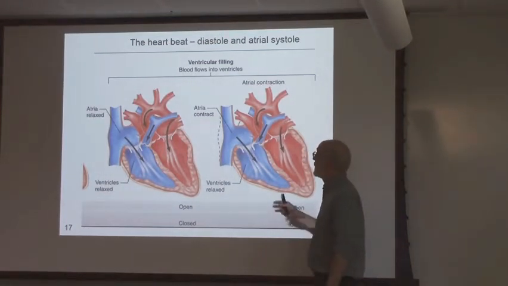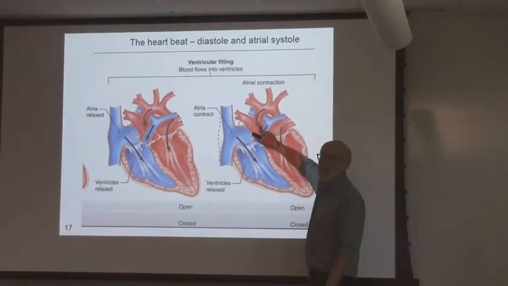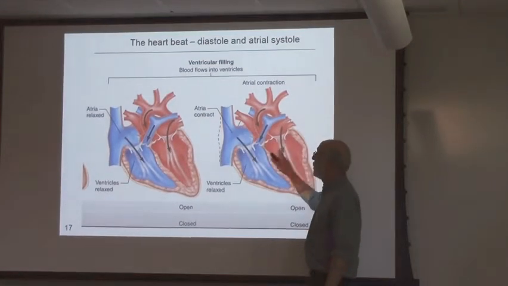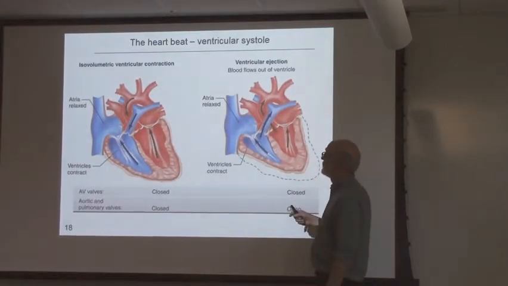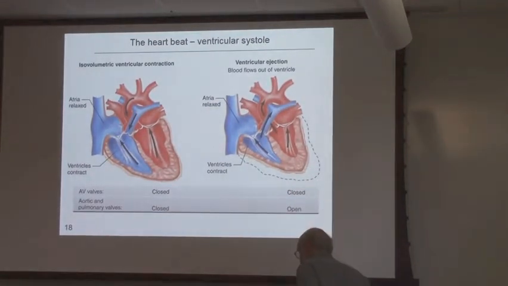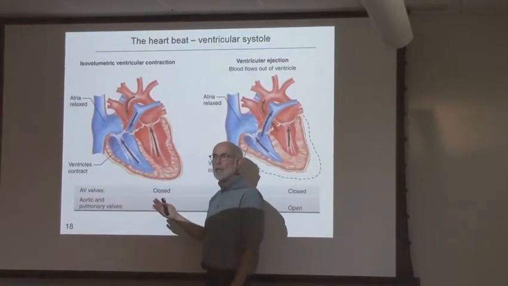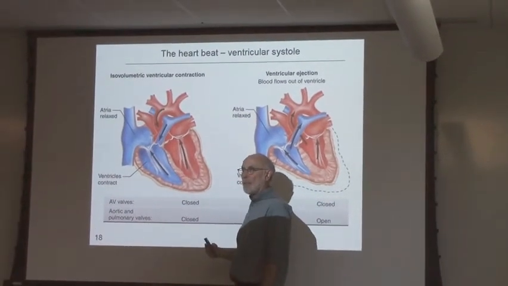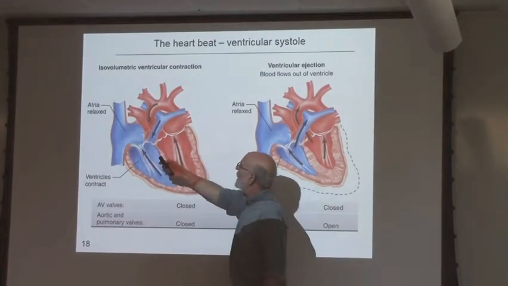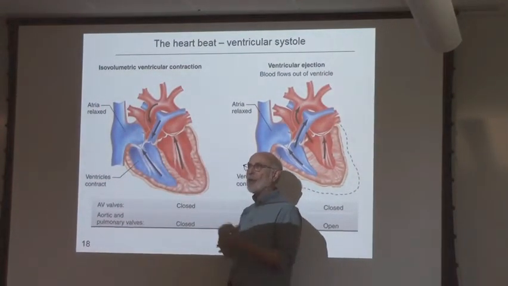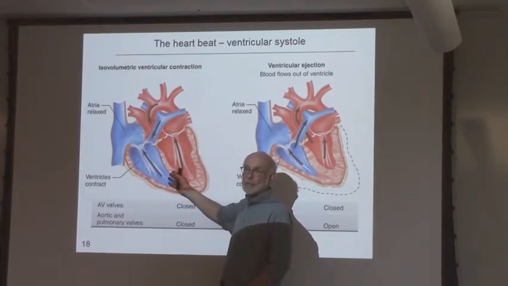Questions about what's going on here? Again, this is not flow, and this is not flow. This is flow, and this is flow. Clear? Okay, so now we have the start of ventricular systole. The atria have contracted, and maybe your book says they've gone through relaxation. So the atria have already contracted and relaxed, and the ventricles are just getting started contracting.